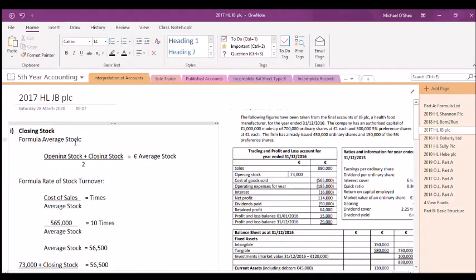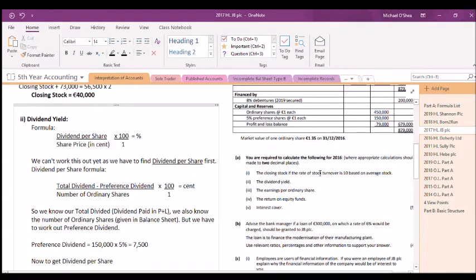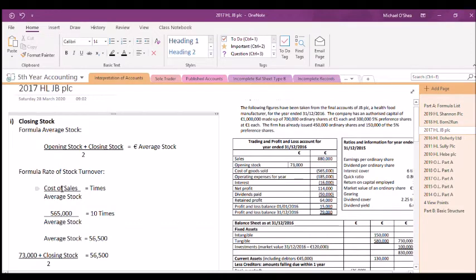How do we find closing stock? Well, I have the average stock formula. It's opening stock plus closing stock divided by 2 equals average stock. I know opening, I don't know my closing, and my answer here is average stock. How am I going to find that? Well, the rate of stock turnover is 10 based on average stock, so that's a separate formula. I know the answer to that formula, cost of sales divided by average stock, is equal to times. I know the answer is 10 times. So I can use this formula to find what average stock is. Then I can put average stock back in here along with opening stock and find what closing stock is.